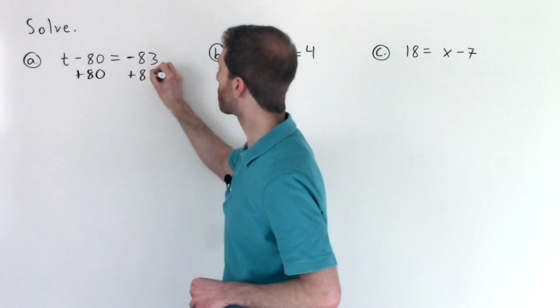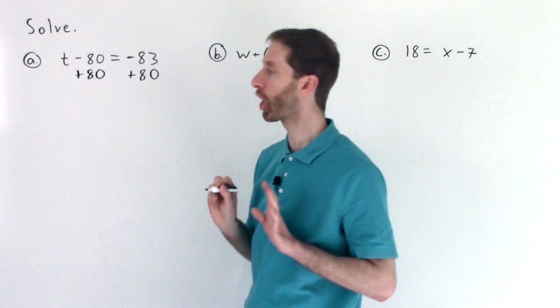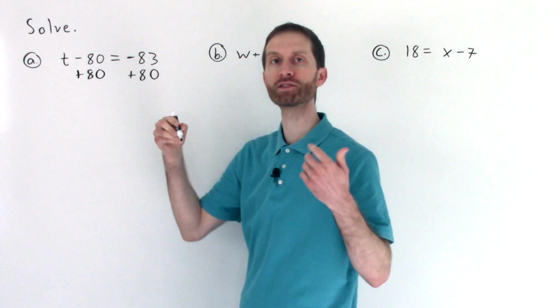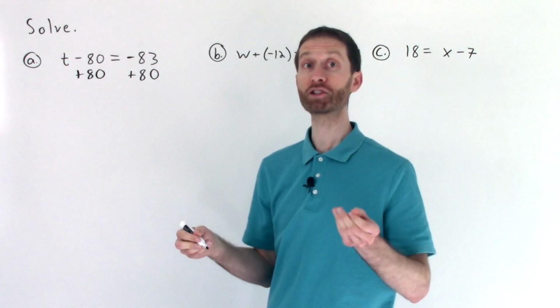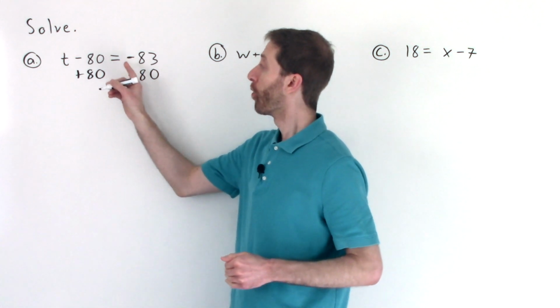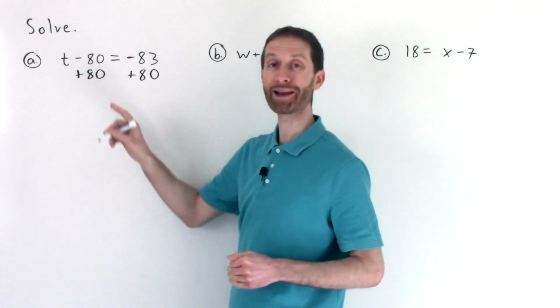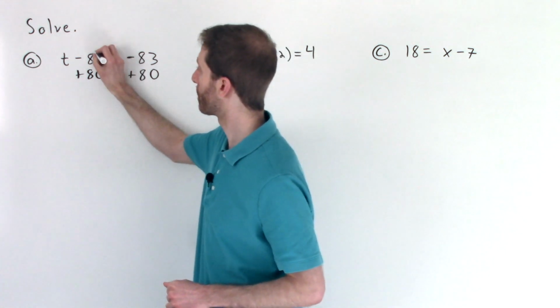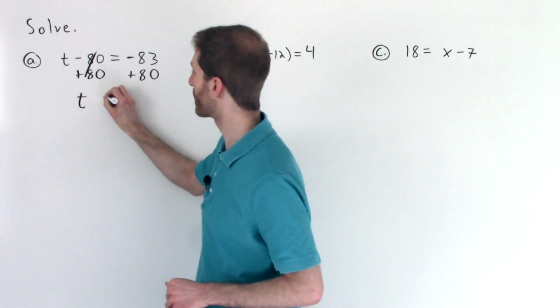The number one most important idea here is that you're just focusing only on undoing the minus 80, and then whatever you do to one side of an equation, of course, you must do to the other to keep the equality there. Now, we're going to notice that minus 80 and plus 80 completely cancel each other out, equaling 0, leaving us with t on the left side of the equation.